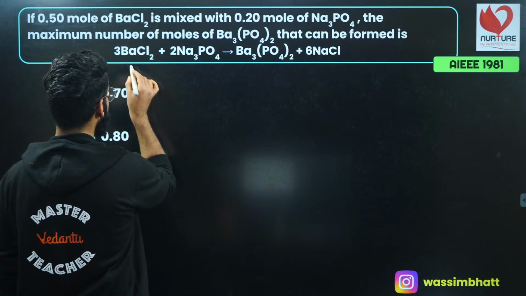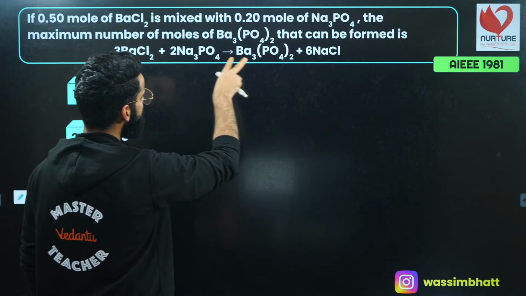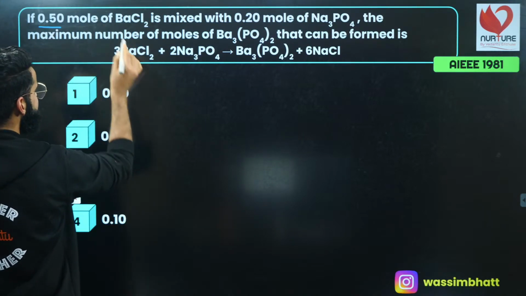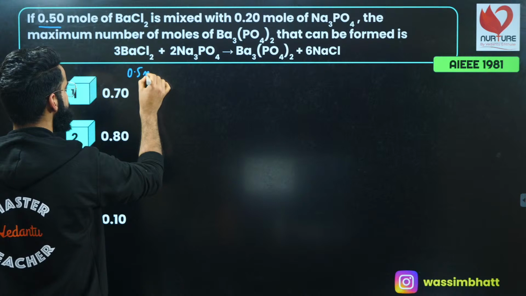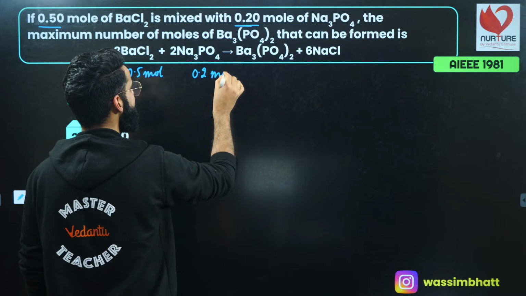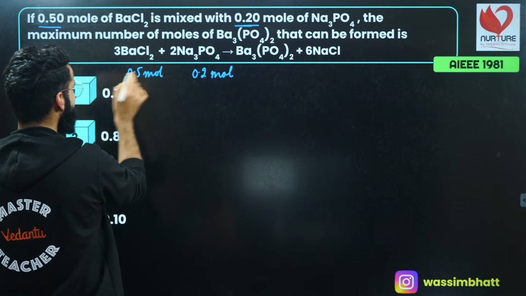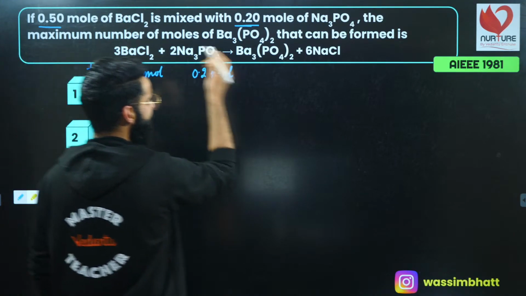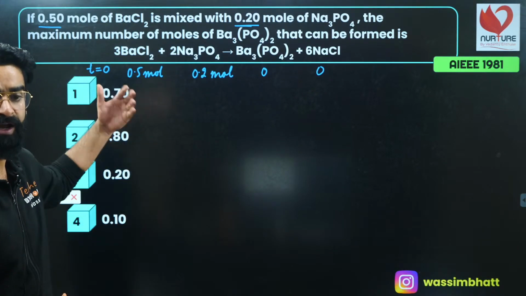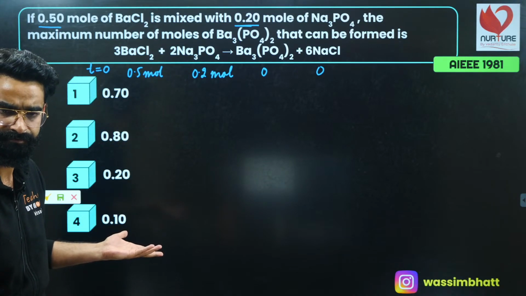First of all, I'm given a reaction, and I'm given a balanced chemical equation: 3 BaCl2 plus 2 Na3PO4 gives Ba3(PO4)2 plus 6 NaCl, right? If 0.5 moles of BaCl2, so initially I have got 0.5 moles of BaCl2 reacting with 0.2 moles of Na3PO4. So initially, in the starting, I have got 0.5 moles of this one, 0.2 moles of this one. Since the reaction has not started, because these are the initial conditions, there will be no product formation at time t equals 0. So this is 0, this is 0, right? The product wouldn't have got formed till now, because the reaction has not started yet.